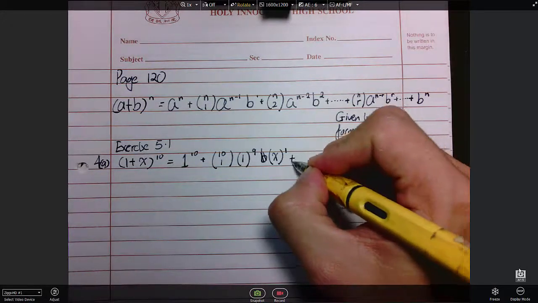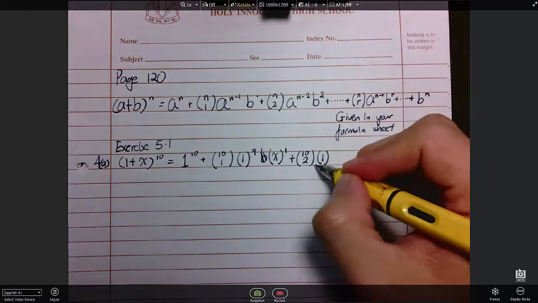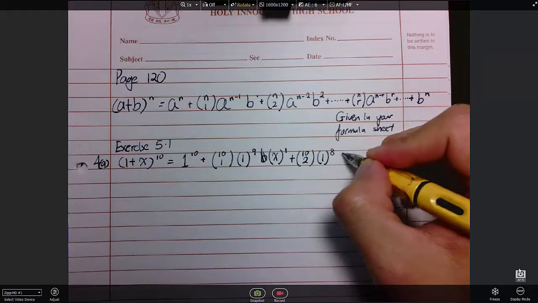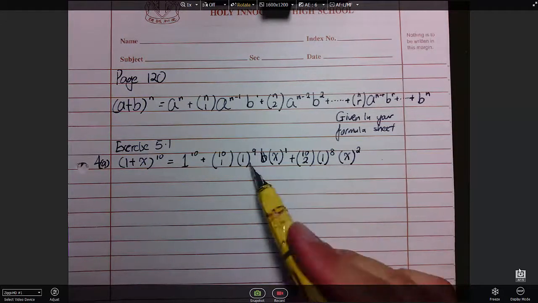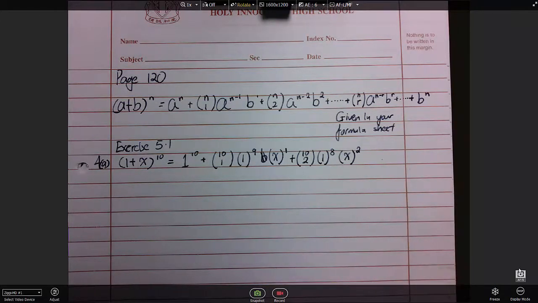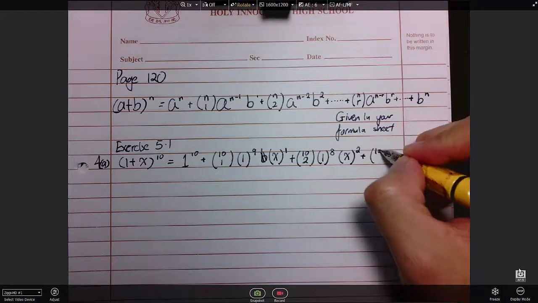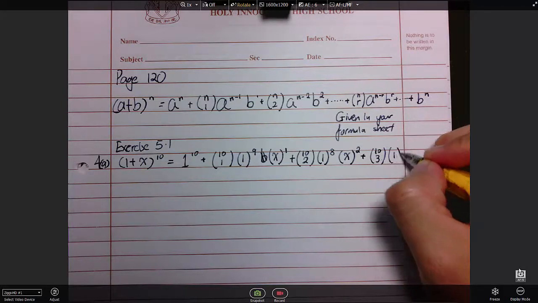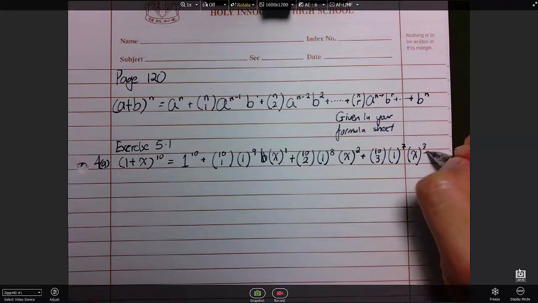So for the next term, it will be 10 choose 2, a to the power of 10 minus 2, which is 8, and b, which is x in this case, squared. So you see the power 1 to the power 9, to the power of 8, x to the power 1, x to the power 2. So as the a term, the power decreases, the b term, the power will be increasing. For the next term, 10 choose 3, 1 to the power of 7. And then we have x to the power of 3 plus dot dot dot.